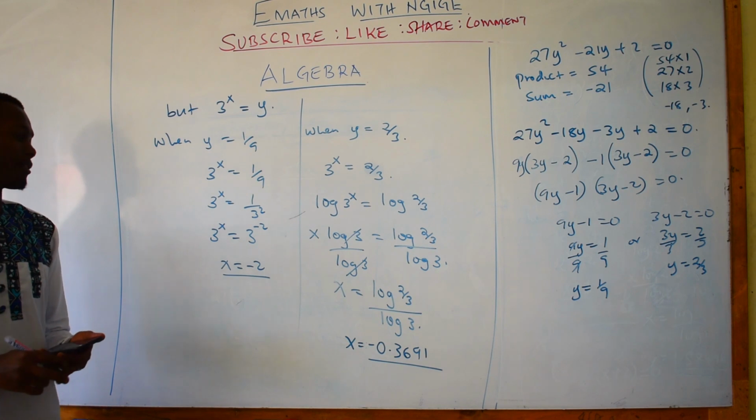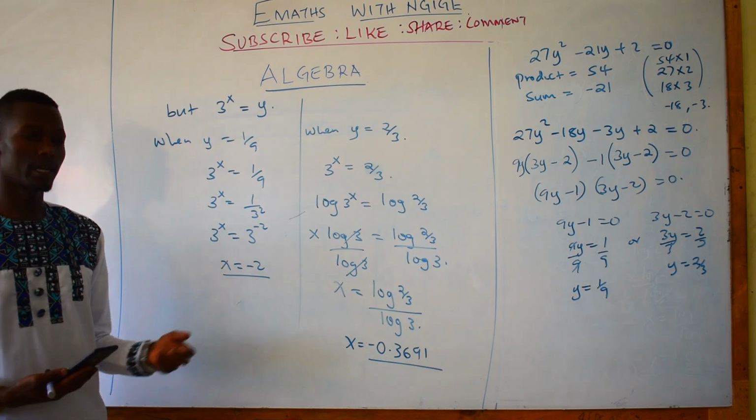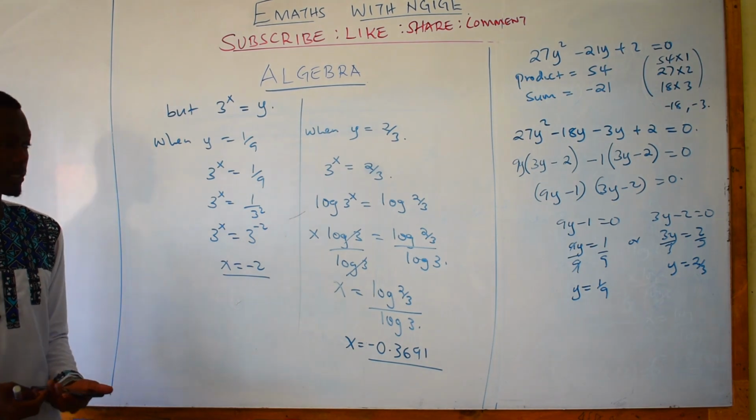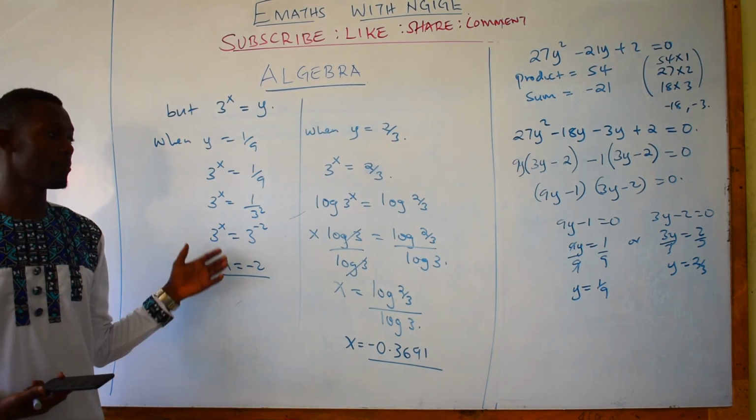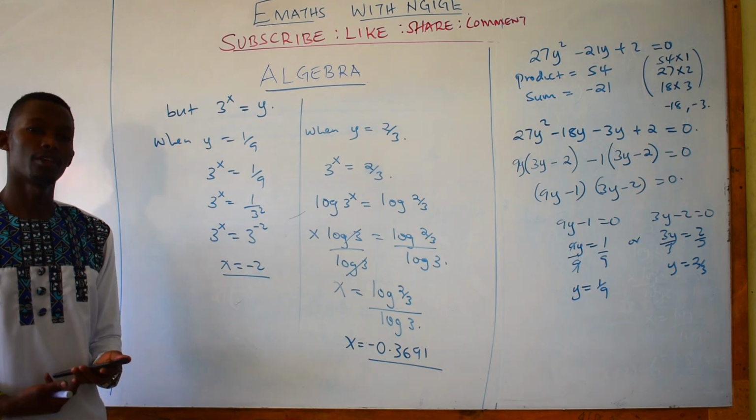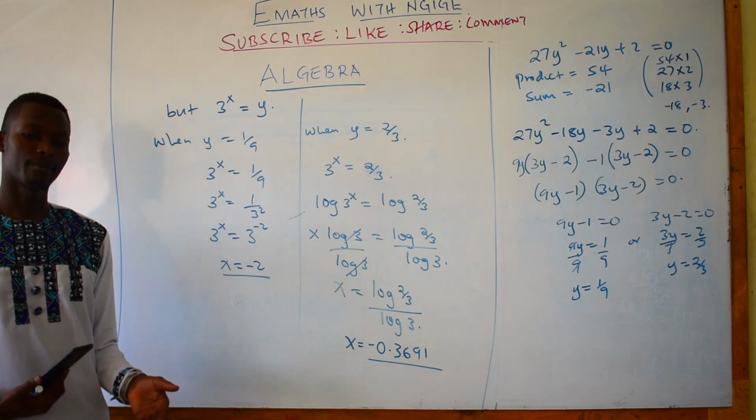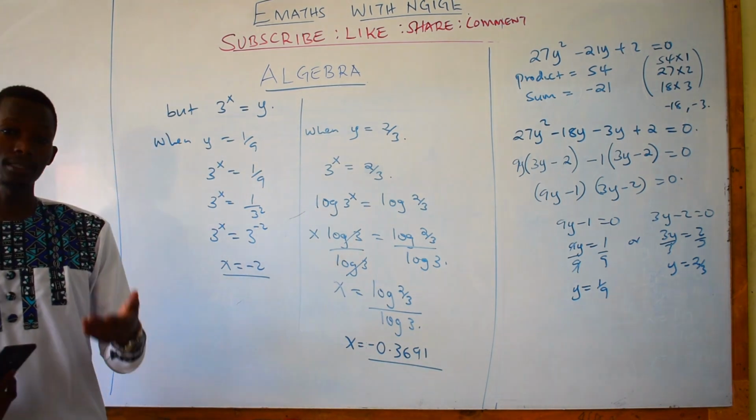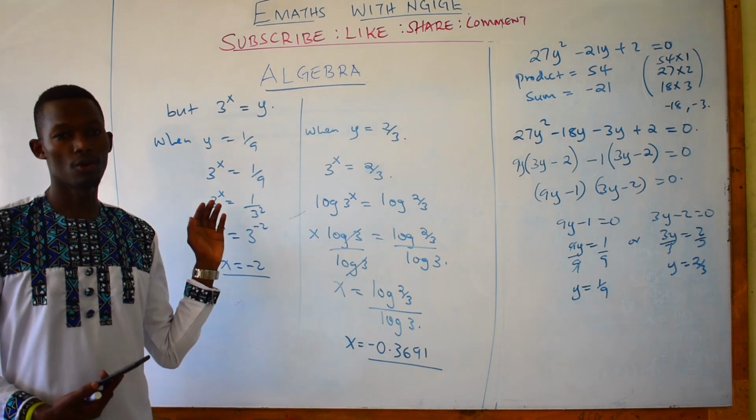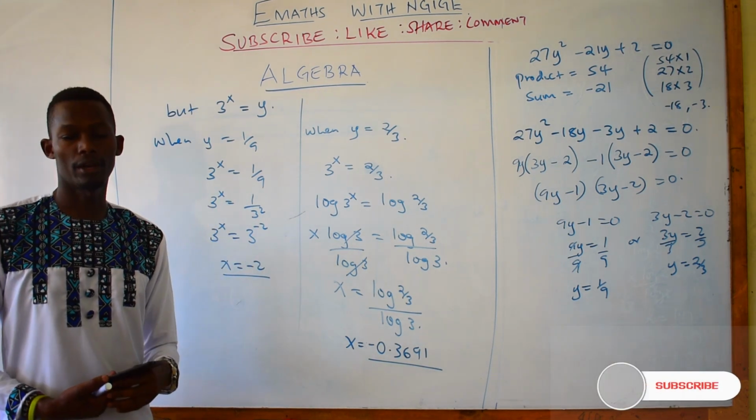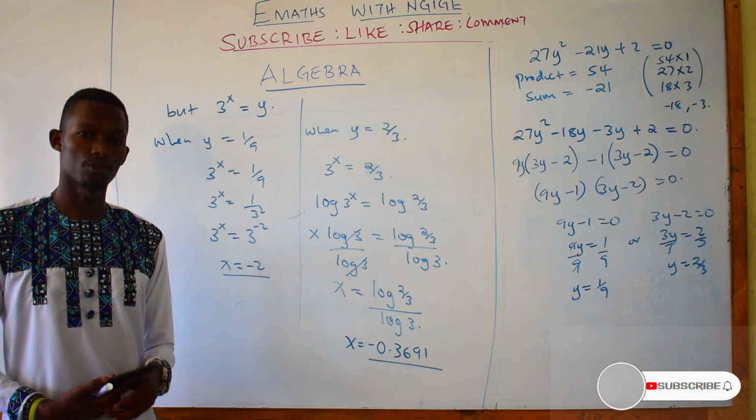So therefore, the value of x is x = −2 or x = −0.3691. Remember, in these cases we have applied the laws of indices and the laws of logarithms at the same time. So if you are not familiar with the laws of logarithms and indices, I have the videos. You can go and check from the playlist. They are there. Remind yourself on the laws of indices and the laws of logarithms.